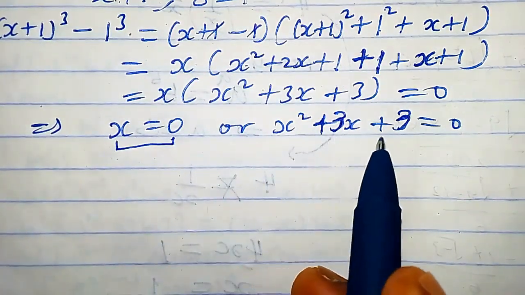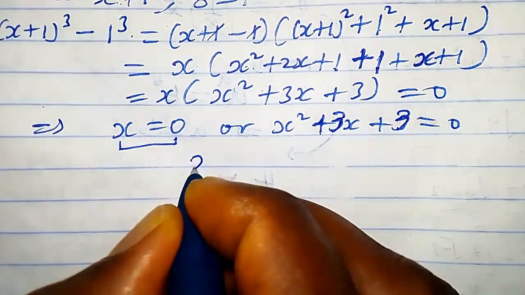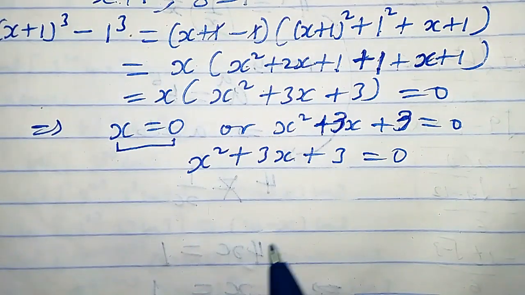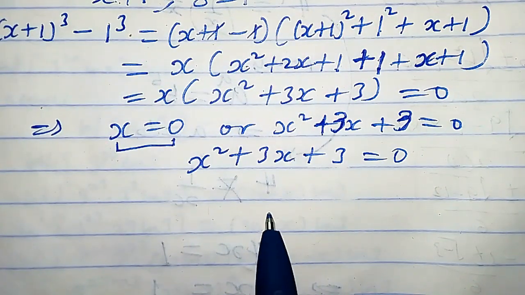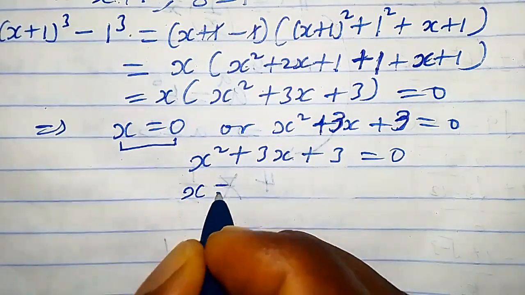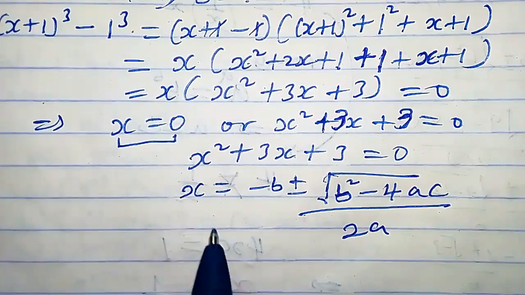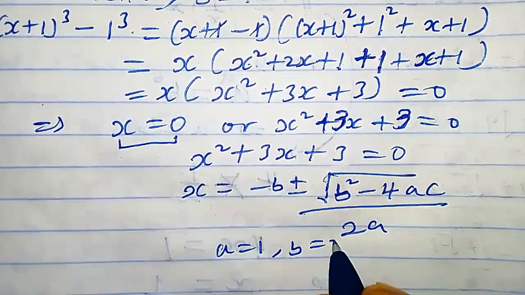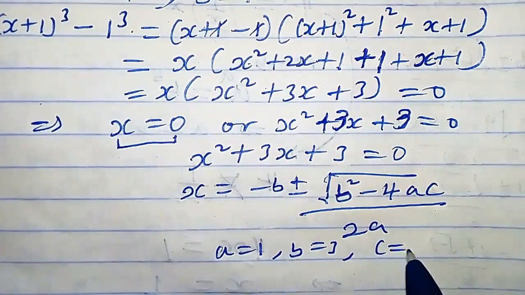So now let's consider this quadratic equation. You observe that this guy is not factorizable. So we can either use completing the square or the quadratic formula. So let's use the quadratic formula here. So we're going to have x equals minus b. So our value of a is 1, and b is 3, and c is 3 also.